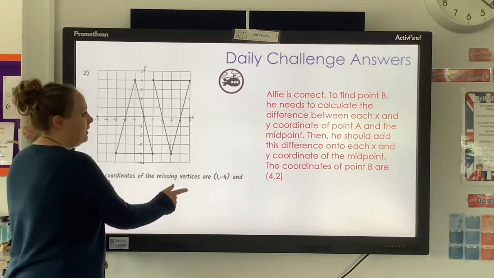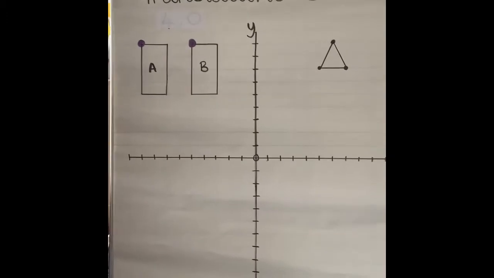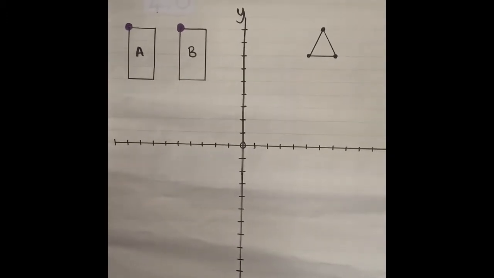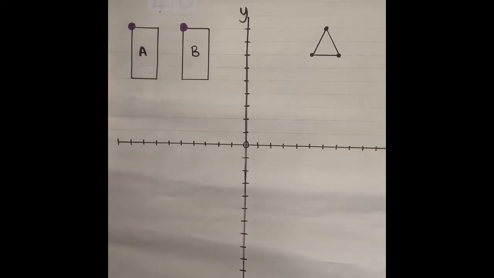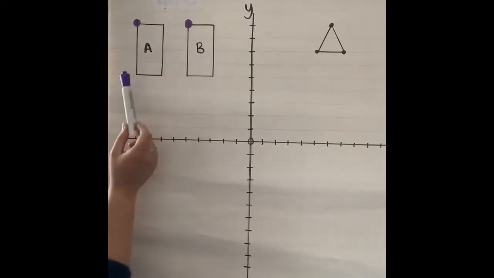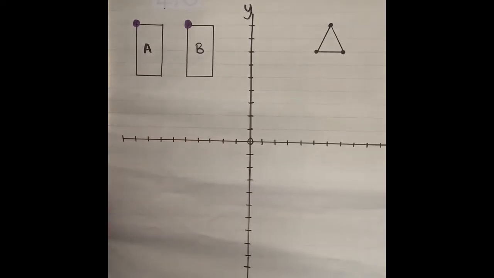So I'm now going to talk you through translation. We're going to look at translation now and have a little bit of a recap. Translation is a posh word, but it's just moving shapes. It is giving a description of how a shape moved. So if we look at shape A, it has been translated and has become shape B. And we need to describe that translation.